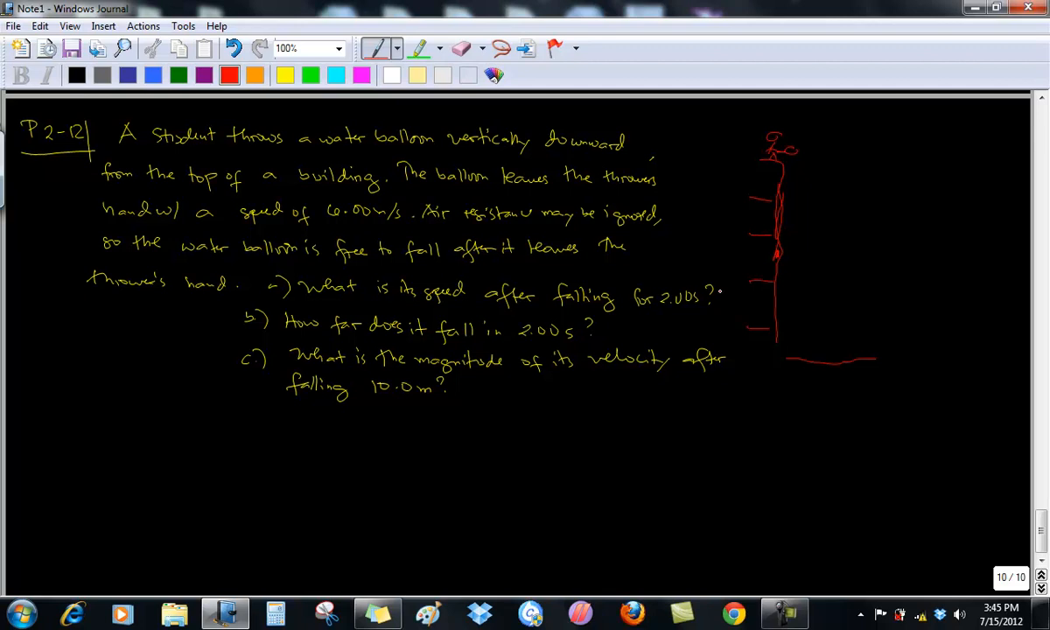Okay, so we have the balloon, okay? And he gives this as the initial speed. An initial speed downward, so we call that V0, downward, okay? Downward with this speed V0 equal to 6.00 meters per second, okay? Now, the question is, how far does it fall in 2 seconds?